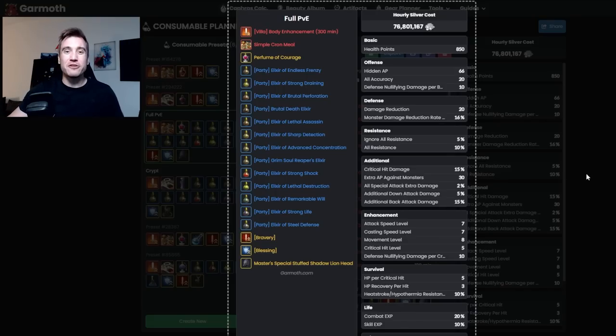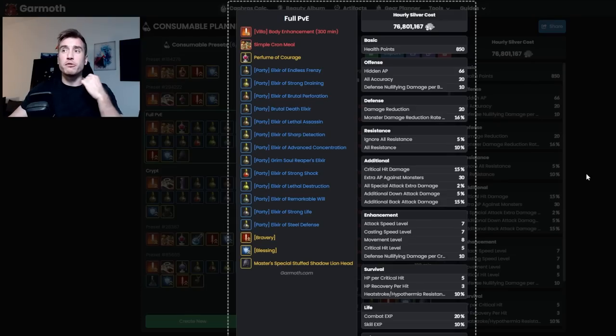Now let's look at the actual full PvE list. Here we're again, of course, using the Villa buff, we're using Simple Cron Meal, and for PvE, you're looking pretty much at max AP, high damage. Of course, there are some exceptions if you're over the AP soft caps, but we'll cover that a bit later.